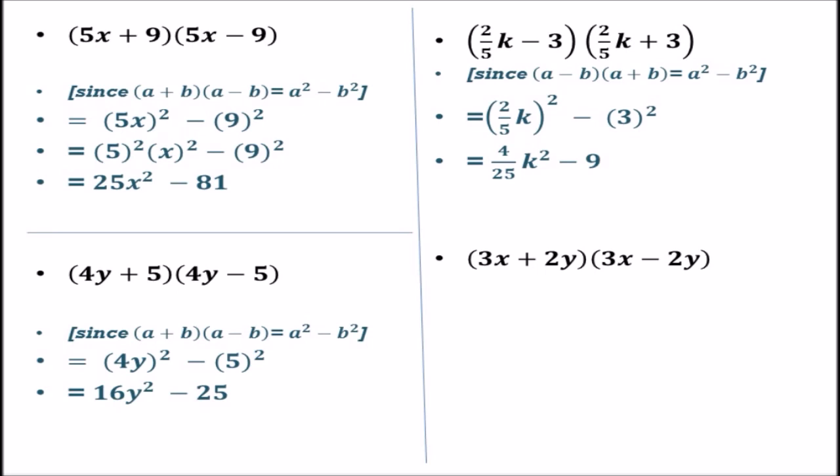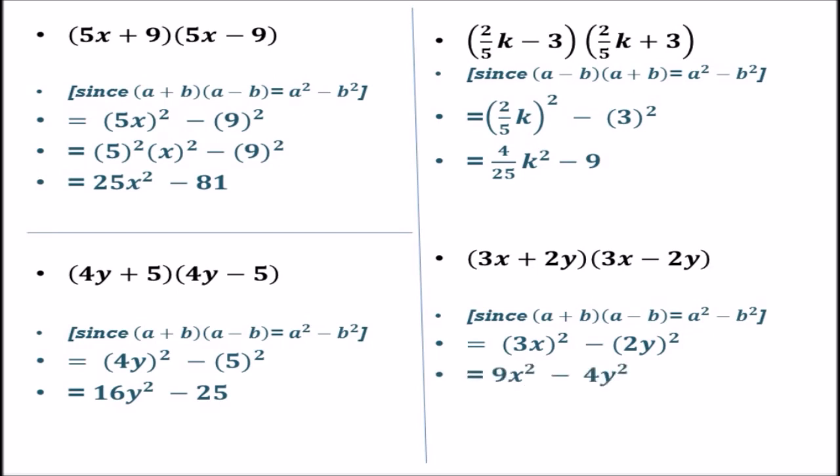So considering a as 3x and b as 2y, since a plus b into a minus b equals a square minus b square, we will have 3x whole square minus 2y whole square. First, let us multiply the coefficients. 3 3s are 9. Now the variable x x are x square, minus 2 2s are 4, y into y square. So the answer is 9x square minus 4y square.